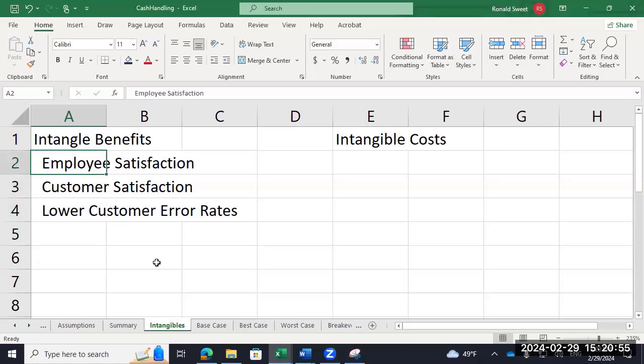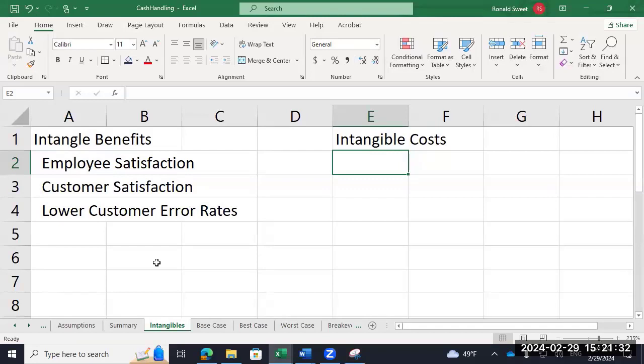Could we value this? Employee satisfaction: could you put a dollar on that? You could, but it would be very, very subjective. Customer satisfaction, you could. Lower customer error rates is hard. It's easier to measure, but harder to say in dollars. But you could certainly measure it. If you know what your current error rates are, then you can see what they are afterwards. I don't even know if they knew, because it was just such a mess. Intangible costs, I have no idea what that might be. So yeah, we couldn't think of anything negative here.